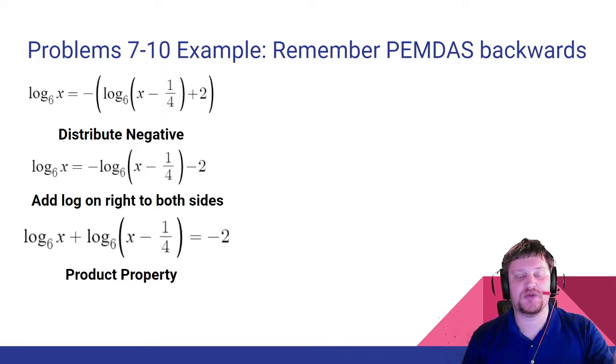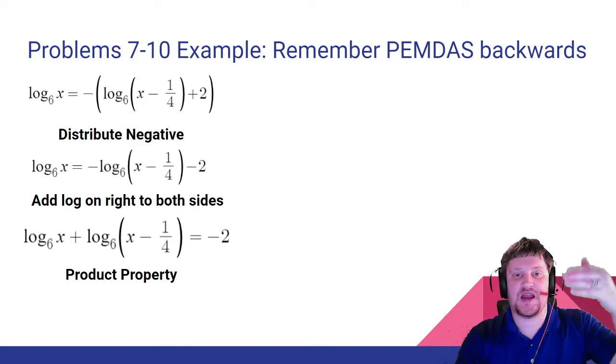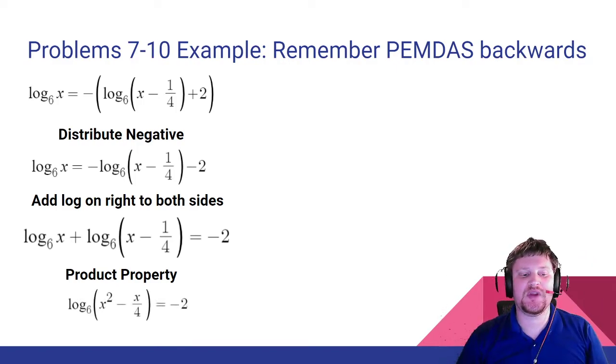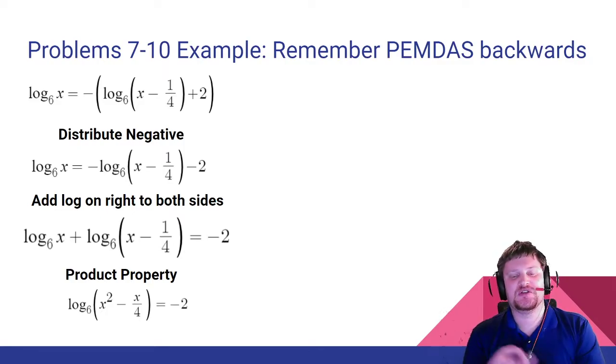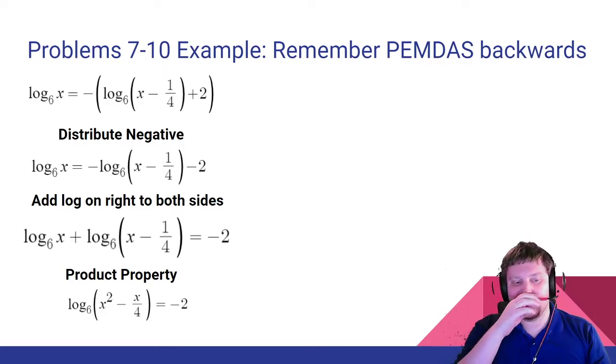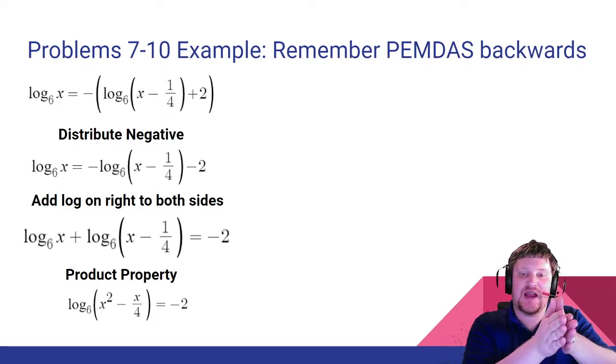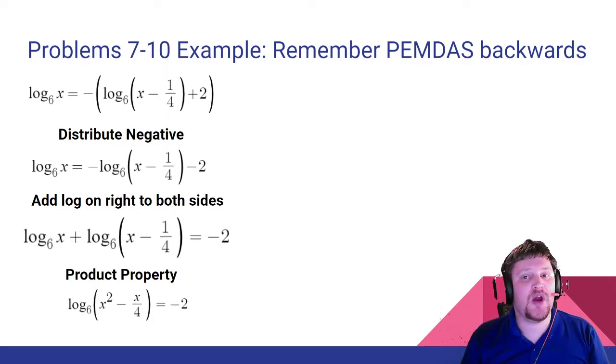Well, we can distribute that x through the parentheses. So x times x is x squared, and x times 1/4 is x over 4. So we get log base 6 of x squared minus x over 4. And that's still going to equal that 2 on the other side. Now look at what we've got though. The only addition and subtraction left is on the inside of parentheses. There's no multiplication or division, so that takes us to our exponents. And you may be thinking that the only exponent is on the inside, that x squared, and you'd be right.